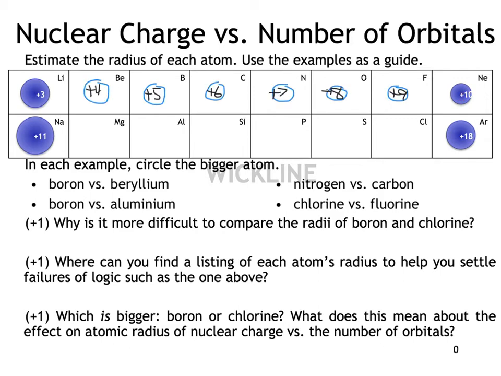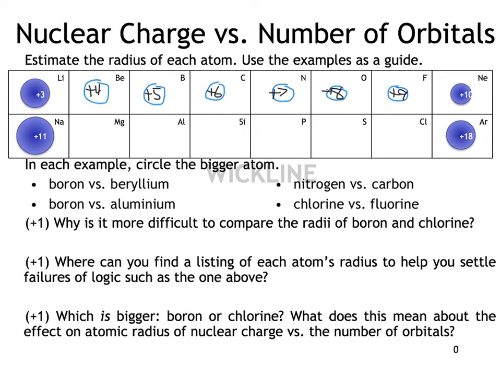So I'm a terrible artist in this sense, but within this period, lithium is going to be the largest and neon will be the smallest. And so I just tried to draw them a bit smaller at each succession. And also, the thing you should notice is that beryllium's a bit smaller than lithium, and beryllium's nuclear charge is higher. So as the nuclear charge is increasing from left to right, the atom's radius is getting smaller.